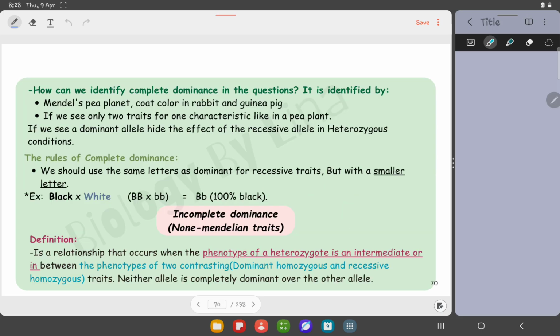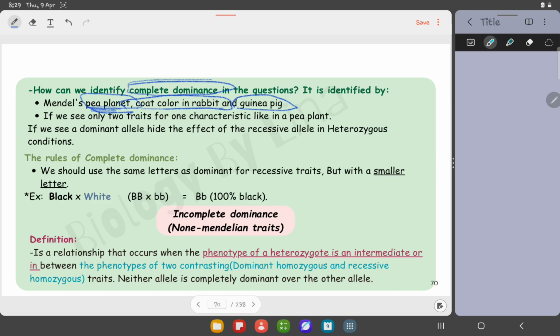Now, how can you identify that the question talks about complete dominance or Mendelian traits? First, if the question asks about pea plant, and you know pea plant is Mendelian genetic and it's complete dominant, all the 7 characters that Mendel studied, and also the coat color in rabbit, as we said before, we have black and brown, and the guinea pig, also we have black and brown. So when any question asks about any of the characters of the pea plant, the coat color in rabbit or the guinea pig, we will apply the rules of Mendel.